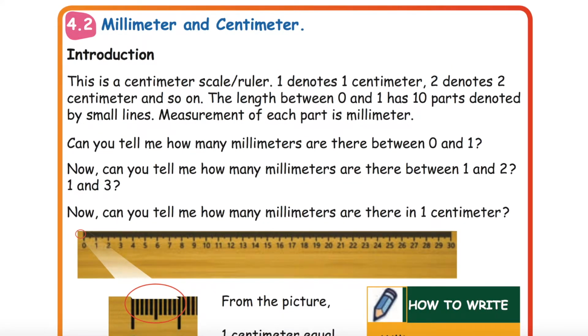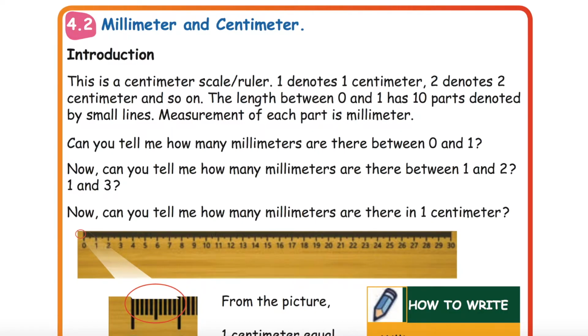Millimeter and centimeter. This is a centimeter scale or ruler. 1 denotes 1 centimeter, 2 denotes 2 centimeters, and so on. The length between 0 and 1 has 10 parts in it, small lines, so the measurement of each part is a millimeter. So 10 millimeters make a centimeter.